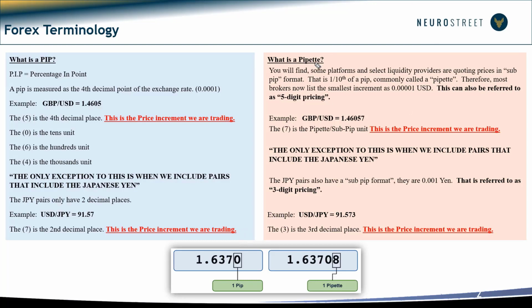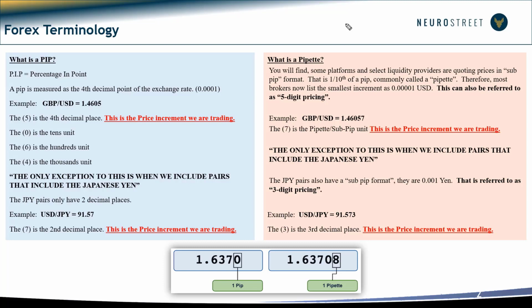Now the reason we bring this into discussion is some platforms will price their Forex pairs in pipettes. We'll break a pip down into increments, right? 10 pipettes into 1 pip. And similar to ticks with futures, you've got ticks per point, right? Well, this is pipettes per pip.